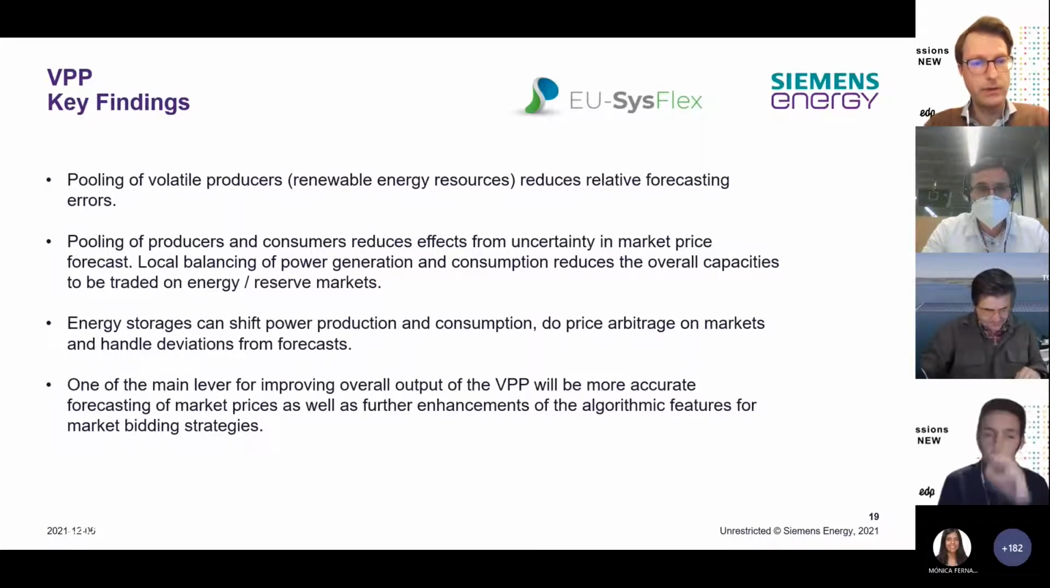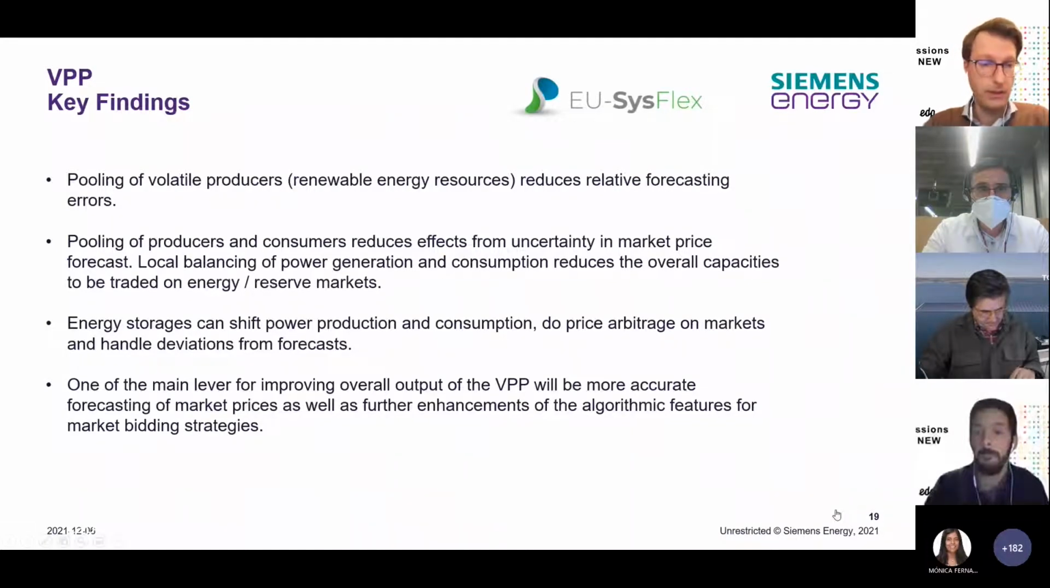Another finding was that pooling of producers and consumers has a direct impact on reducing the effects from uncertainty in market price forecasts. That means everything I don't have to trade over energy and reserve markets helps in this regard.